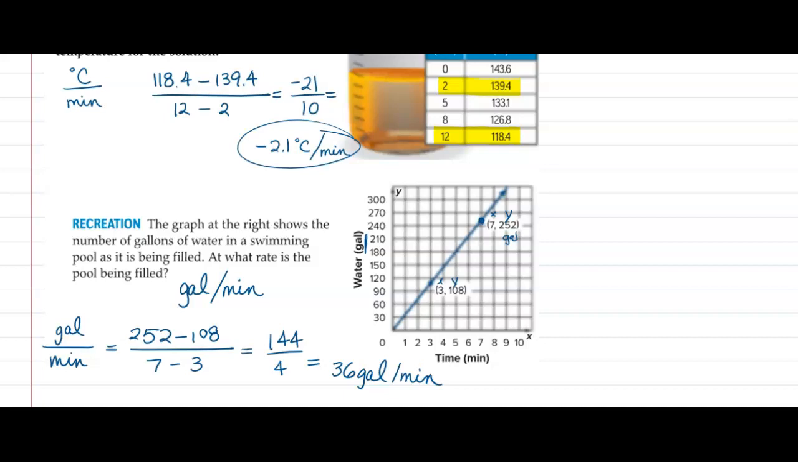Now, when we have constant rates of change, you can pick any 2 points on the curve or any 2 points in the chart. In fact, in our first example here, I could have easily picked these 2 points. And when I subtract 126.8, I would get negative 8.4. And when I subtract 8 and 12, I'd have 4. And when I simplify that, I would still get negative 2.1. The same will be true here.